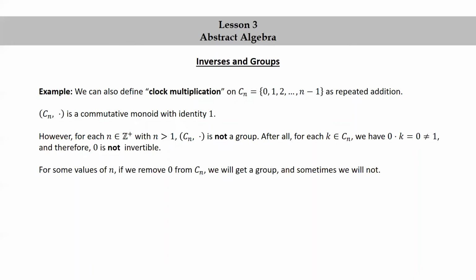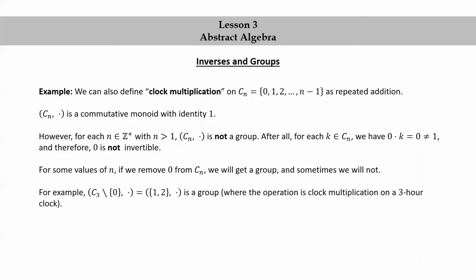For some values of n, if we remove 0 from Cn, we will get a group, and sometimes we will not. For example, C3 minus 0 together with clock multiplication, or the set consisting of 1 and 2, together with clock multiplication, is a group where the operation is clock multiplication on a 3-hour clock. 1 and 2 are each their own inverses, right? 1 times 1 is 1, and 2 times 2 is 2 plus 2, which is 4, but on a 3-hour clock, that's equal to 1.